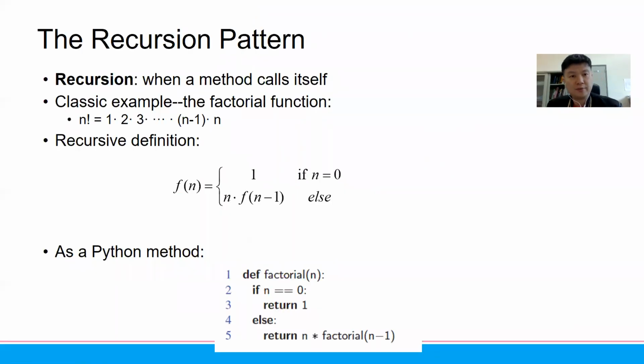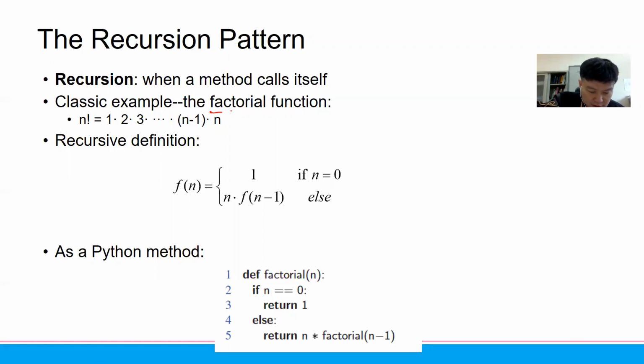What is recursion? Some books mention it as recursive, and you can say that recursion means when a method calls itself. If you are dealing with recursion, you can see some of the methods being called by themselves. The classical example of the recursion pattern is the factorial function. Do you know factorial?